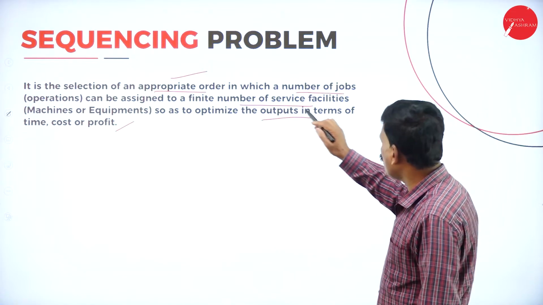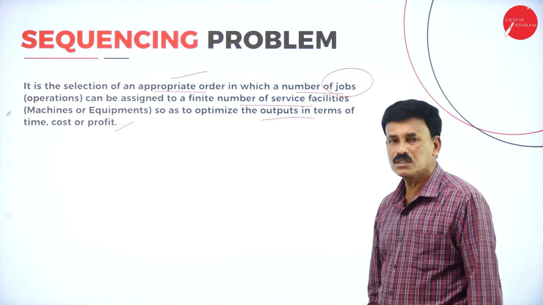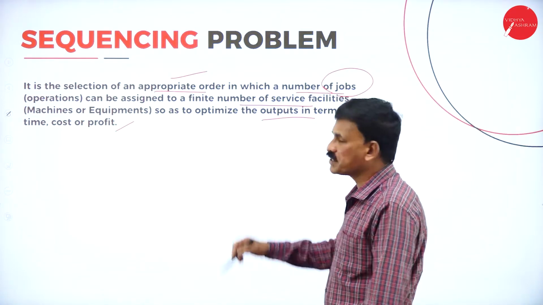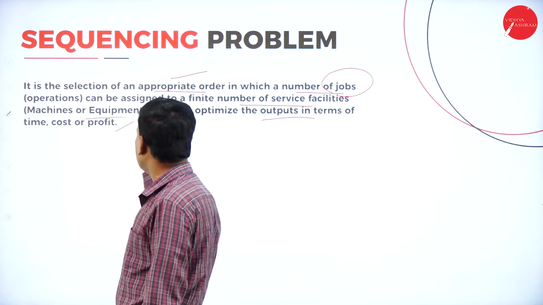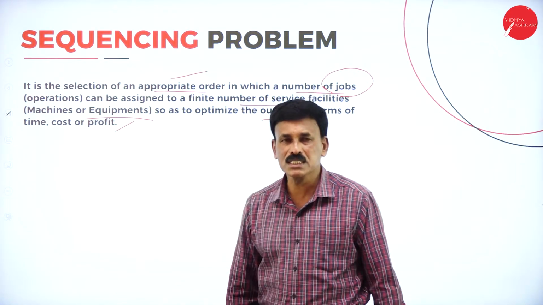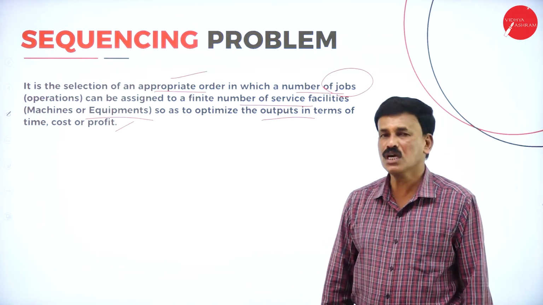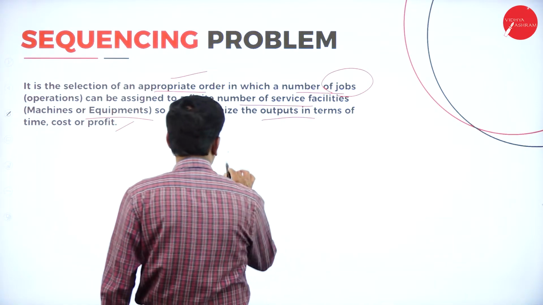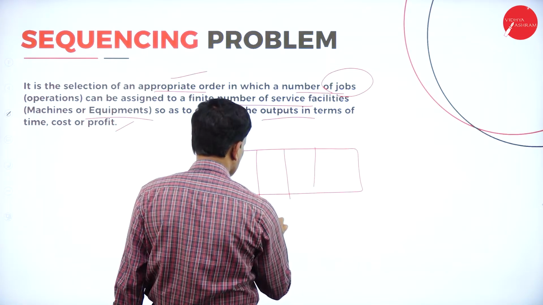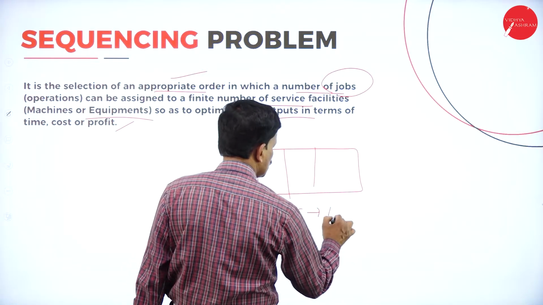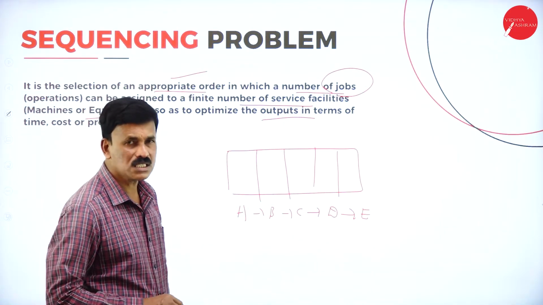So the selection of an appropriate order in which the number of jobs or operations can be assigned to a finite number of machines or equipments, so as to get the maximum profit, minimum cost and minimum time. We get the order in the form of a sequence like this: A to B, or B to C, or C to D, or D to E. So this is called the sequencing.